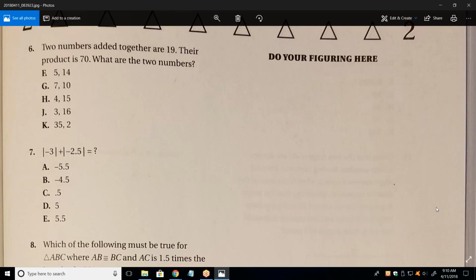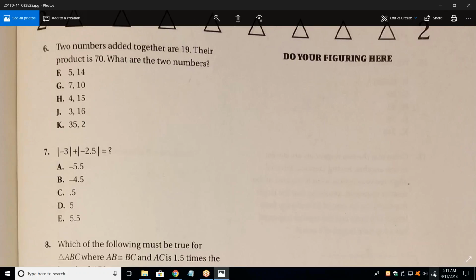So number 6, 2 numbers that are added together are 19. Their product is 70. What are the 2 numbers? What's the best way to do this problem? Just try out all the options. Exactly. In other words, rather than coming up with variables and the simultaneous equations, let's just see if it works.